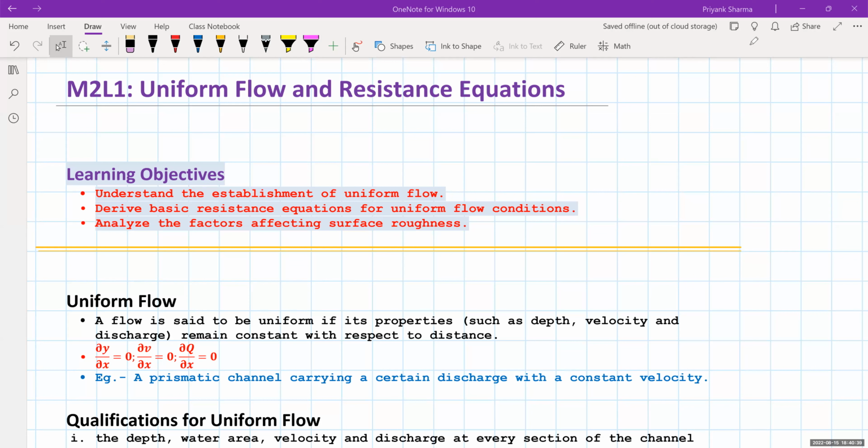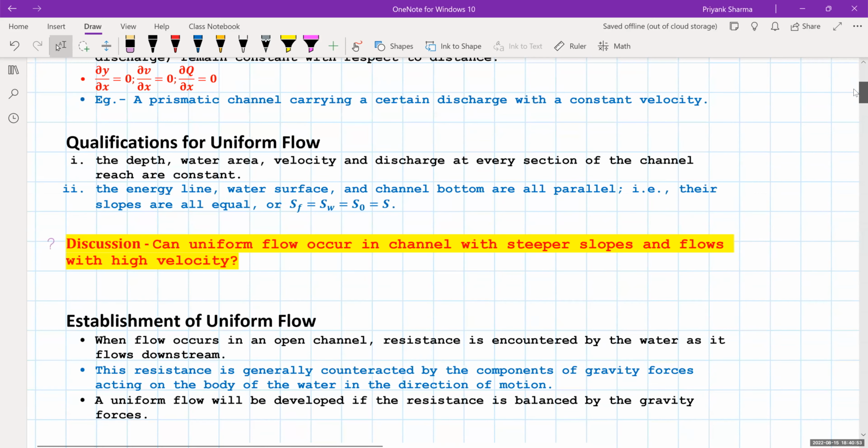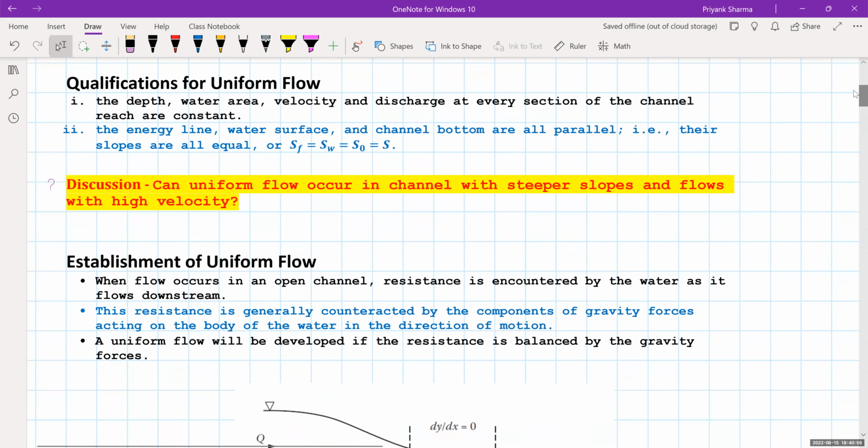By definition, uniform flow is one where the flow properties such as depth, velocity, and discharge remain constant with respect to distance. For example, a prismatic channel which carries a constant discharge at a constant velocity can be considered as a uniform flow condition. A uniform flow is always a steady flow. So unsteady uniform flow would never exist.